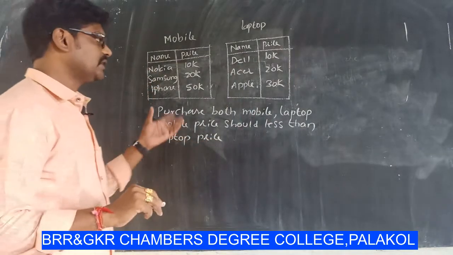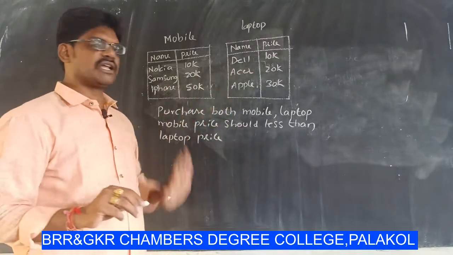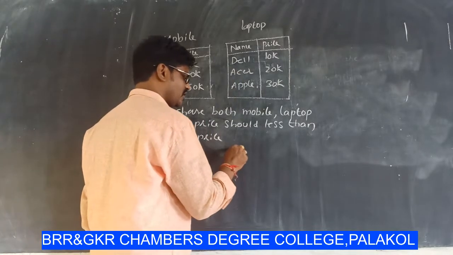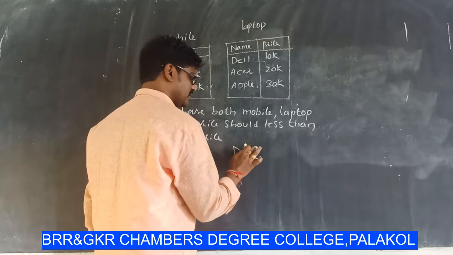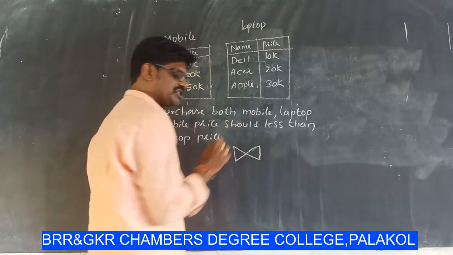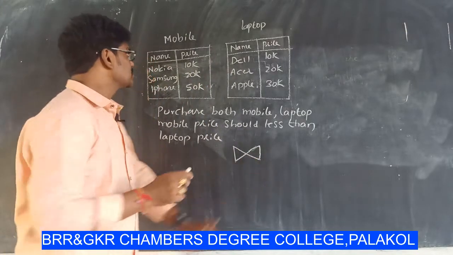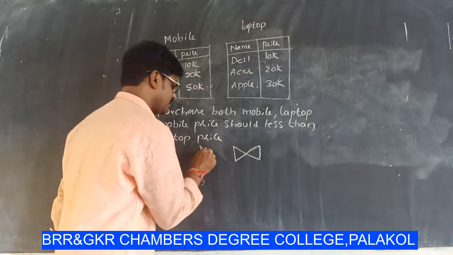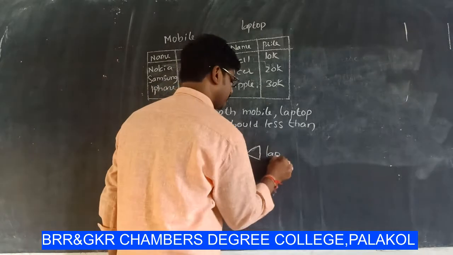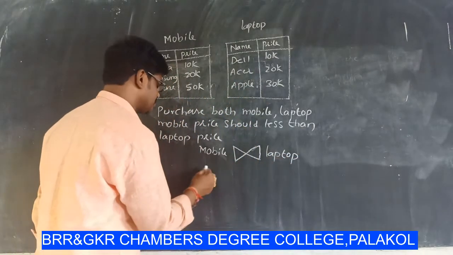So in joins, how can we join these two relations? By using the join operation. This is the join symbol. We have to write the condition here. The relations here are mobile and laptop, so we have to write the condition.